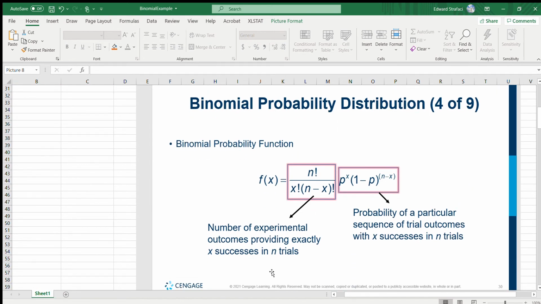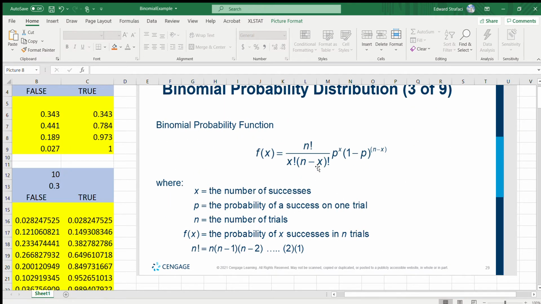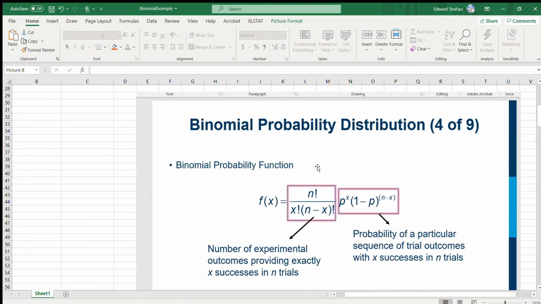Well, again, going back to this formula, this is the number of experimental outcomes, and this is the probability of a particular sequence happening. So you're multiplying the number of outcomes by the probability of a particular sequence.